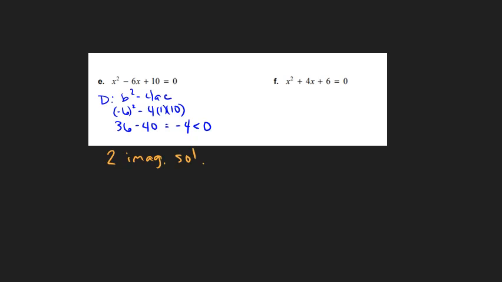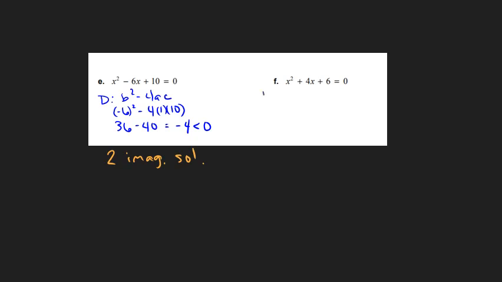Okay, so in that case, we're going to take b squared minus 4ac and see if we can figure out what kind of function we're going to have here. So that'll be negative 6 squared minus 4 times 1 times 10. This will be 36 minus 40. And so what happens is we get negative 4, which is less than 0. So that tells us we're going to have two imaginary solutions in that case. And we'll actually solve it out so we can see what those are.